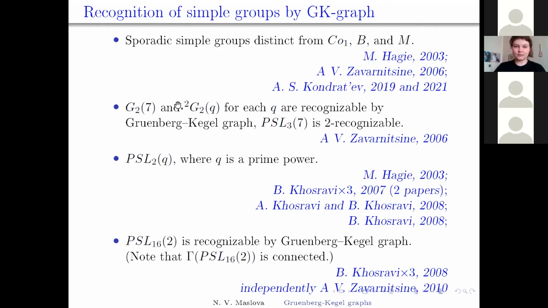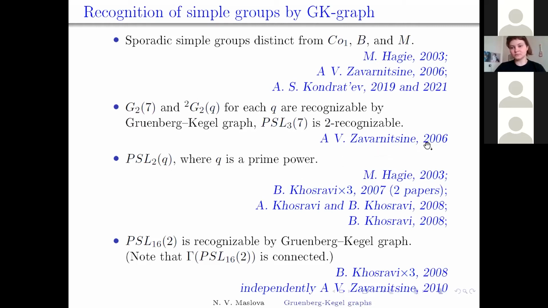2006. A series of exceptional groups of Lie type. It was the first infinite series of finite simple groups which was known to be recognizable by Gruenberg-Kegel graph, and two separate examples of recognizable and two-recognizable groups. The groups PSL2(q) are investigated by many other authors.